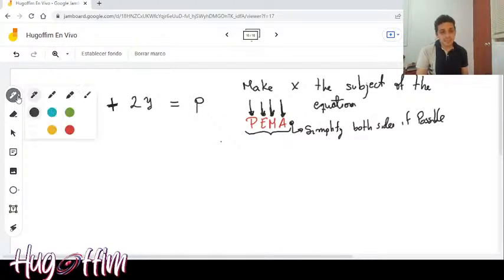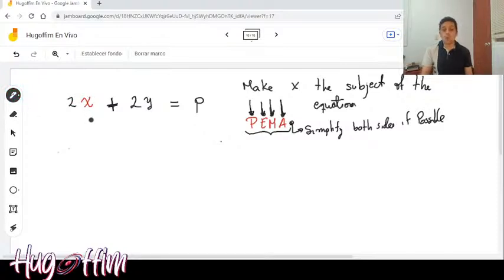Inverse PEMDAS starts with addition and subtraction. I'm going to put my x in red. That is the subject I want to solve for. I'm going to focus on this part. What is the term that is added to my term that has my subject? In this case, the term is 2y. So I'm going to subtract 2y from both sides.